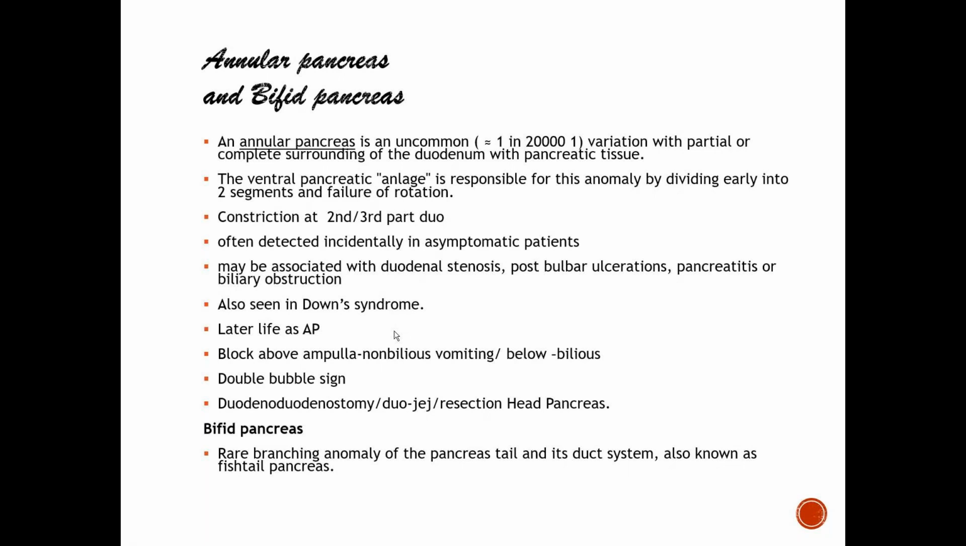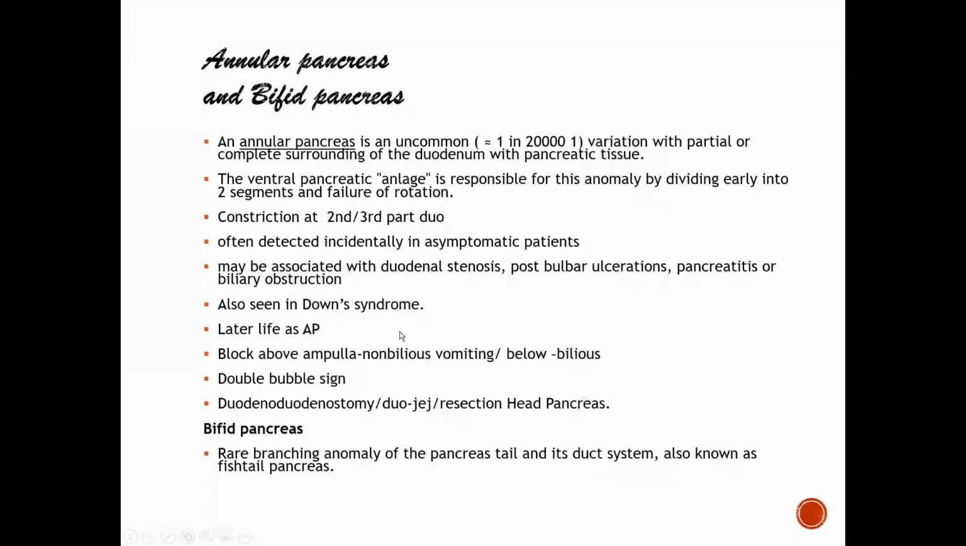We'll talk about the neonatal obstruction also. The double bubble refers to the bubble of the stomach and the bubble of the duodenal cap. So there are two bubbles there in a plain skiagram. This double bubble sign is a sign seen on a plain skiagram of the abdomen. And then you have the treatment. You can do a duodenoduodenostomy or resection of the head of pancreas. We'll talk about this later.